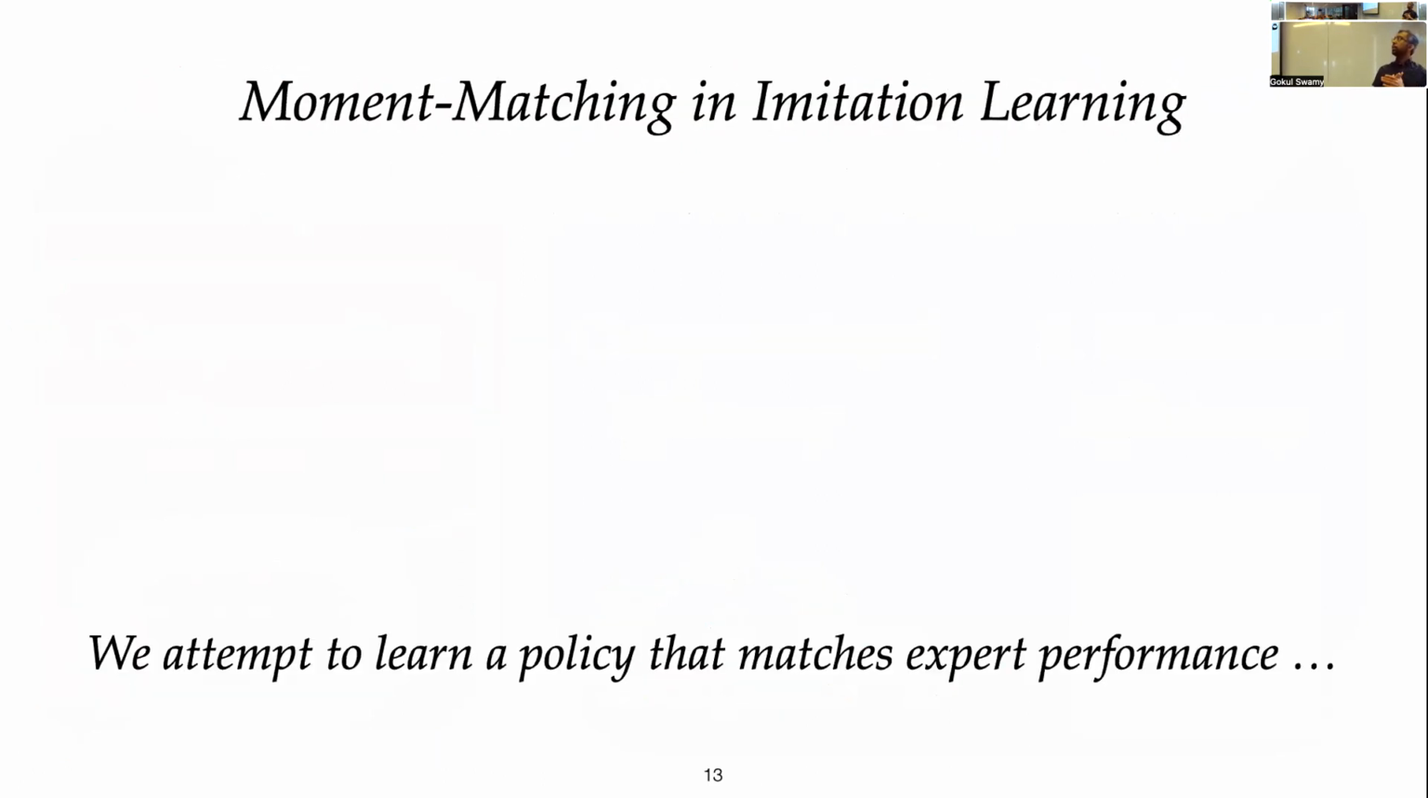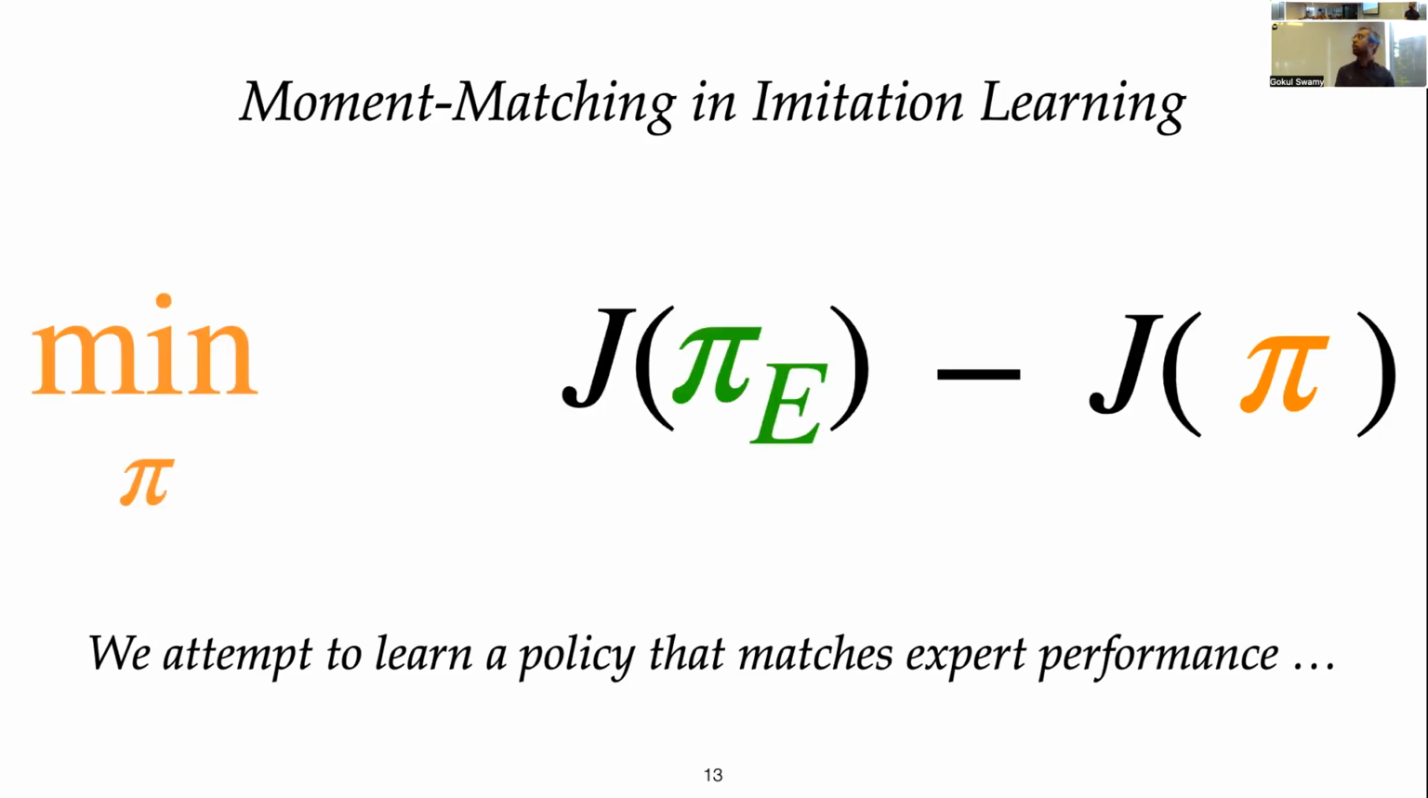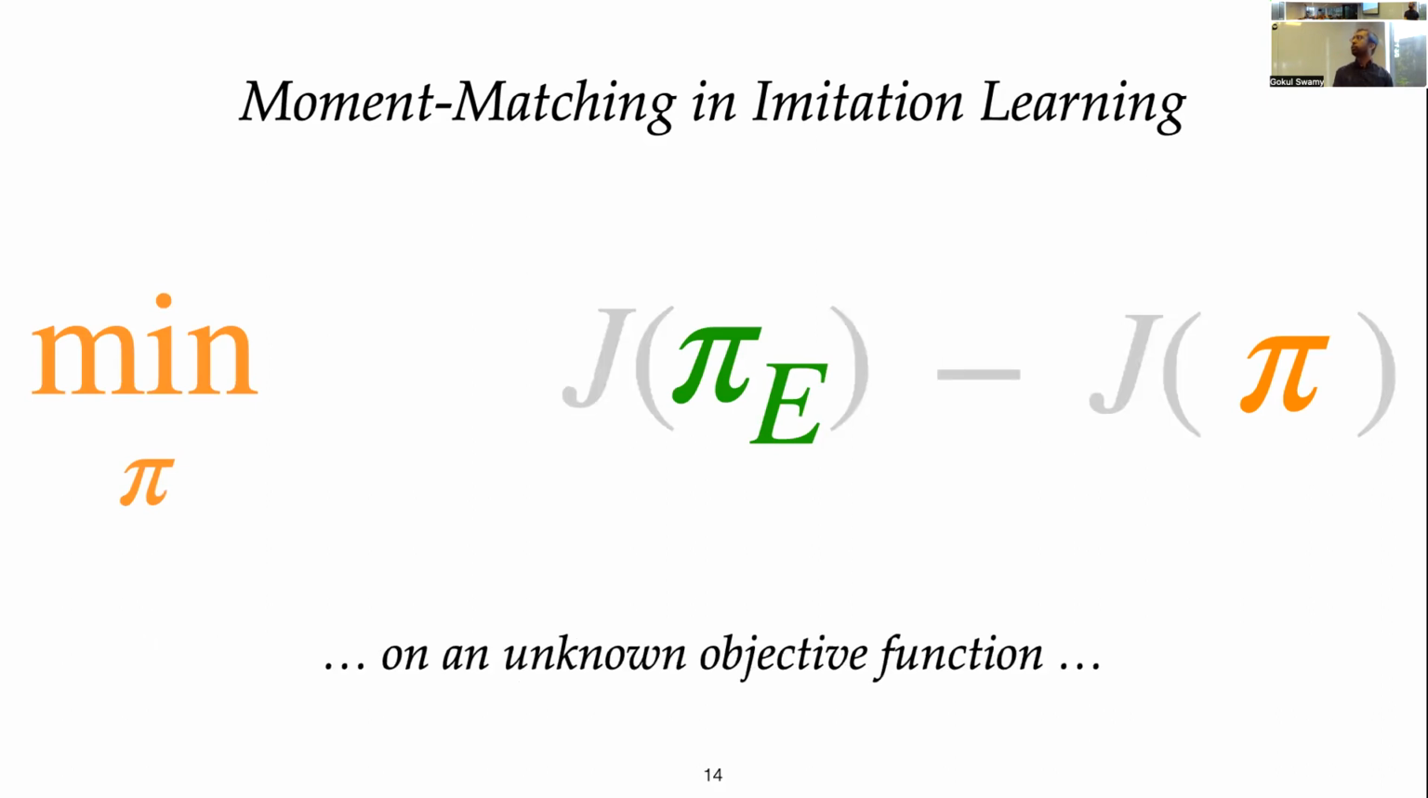So I'm going to introduce this idea of moment matching in imitation learning. I'm not going to go through this in too much mathematical detail, but this is the underlying set of proof techniques that I'm going to use for all the works that come after this. So in imitation learning, we're attempting to learn a policy, pi, that matches the performance of the expert, pi e, under some objective function, J. The key challenge of imitation learning is this function is unknown.